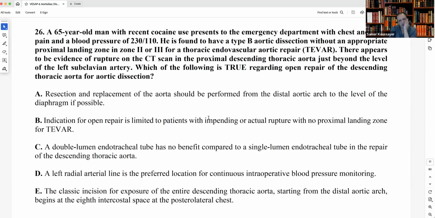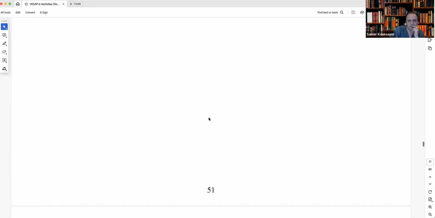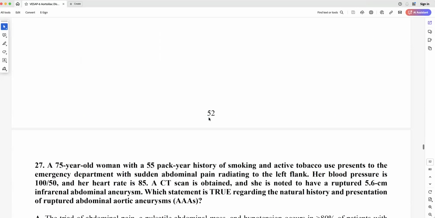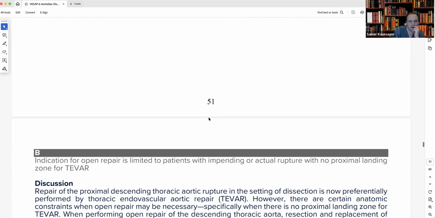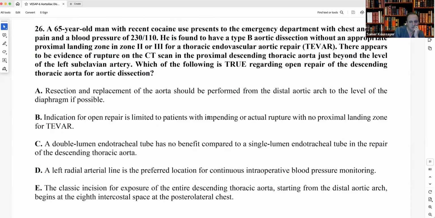All right. Any questions? All right, that's good. Let's go to the next one. Yes, Dr. Samer, I have a question. Yes, go ahead. If you are going for emergency repair like this case, do you still have to do spinal drainage and all accessories?